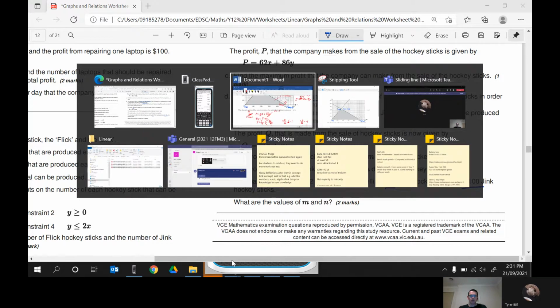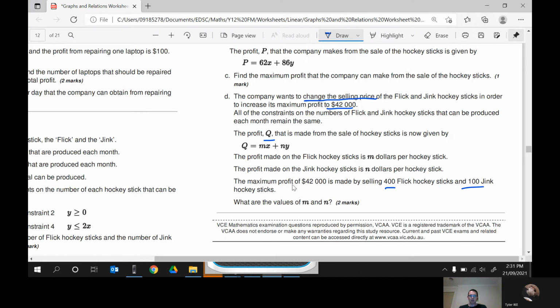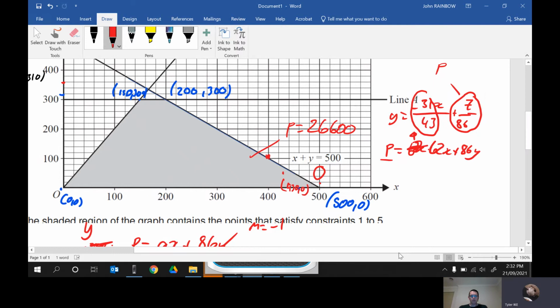So they're saying it is 400 and 100, right? If that's where the maximum profit is, what do we know? We know the intercept, or the P or the Z, which is 42K. What else do we know? Well, would it just be on the line? It would be on the line because there's no extra constraints to be introduced. So we know the gradient of the objective function needs to be negative one.